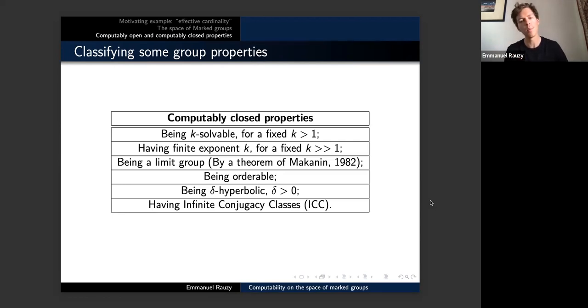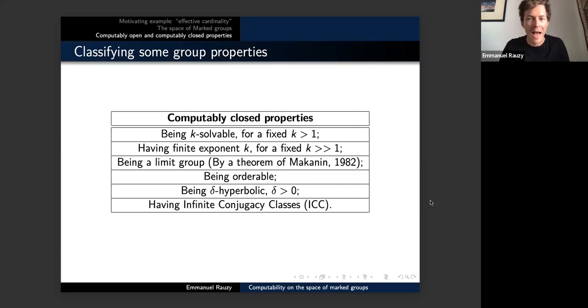Being orderable, being delta hyperbolic, so this is not a group property, this is a marked group property, but in fact we're classifying marked group properties, or having infinite conjugacy classes. Now, it turns out that most properties which are known to be open or closed in the space of marked groups turn out to also be computably open or computably closed.